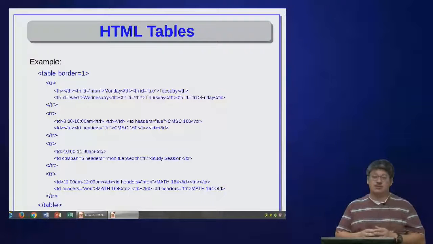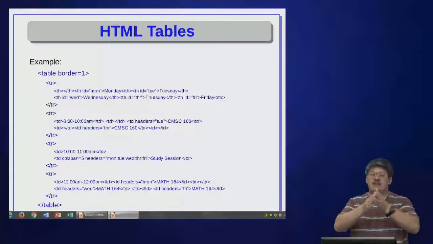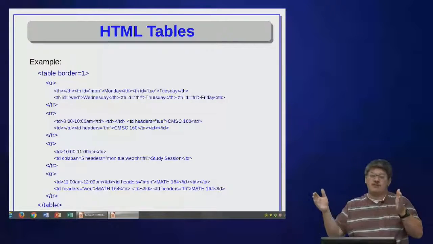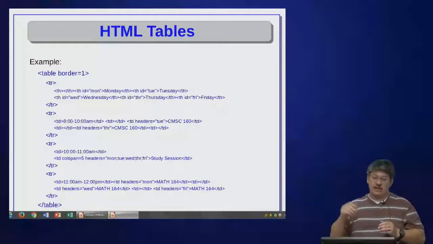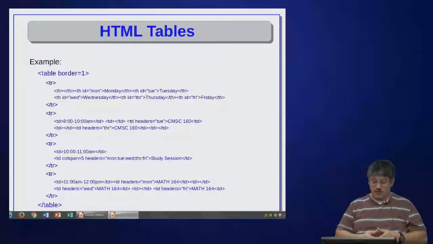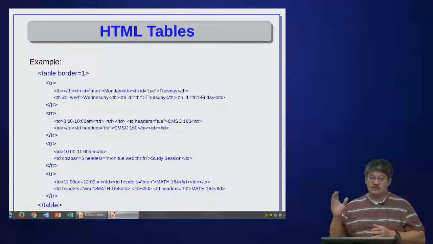And that data is just the words study session. So every day of the week, we're going to have a study session. That study session cell will span all 5 columns, and it's linked to each day of the week label. Finally, I have a fourth row that has Math 164 in the second column and in the fourth column and the sixth column.